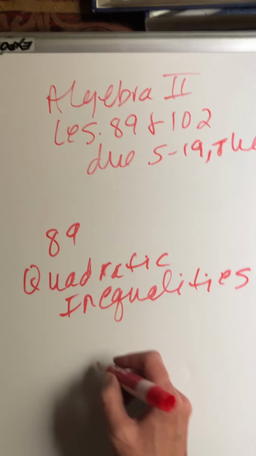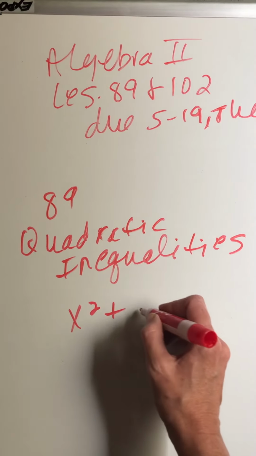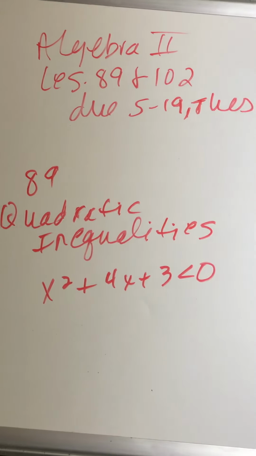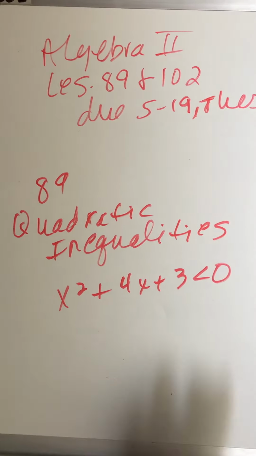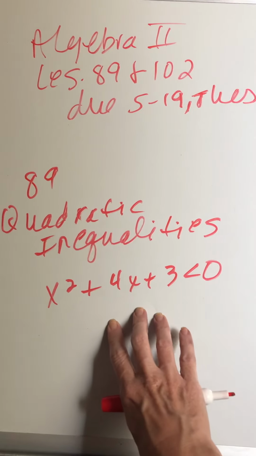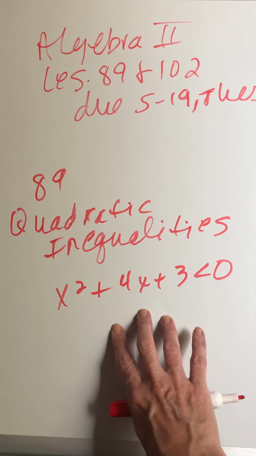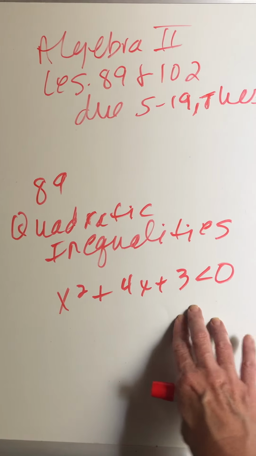Quadratic inequalities, which means you've got a quadratic and it's going to have an inequality like this one, 4x squared plus 4x plus 3. Now you're asked to graph these, which I don't want you to do. I'm going to show you what I want you to do if it says to graph them. We don't want to graph them. We're going to be able to factor them, okay?